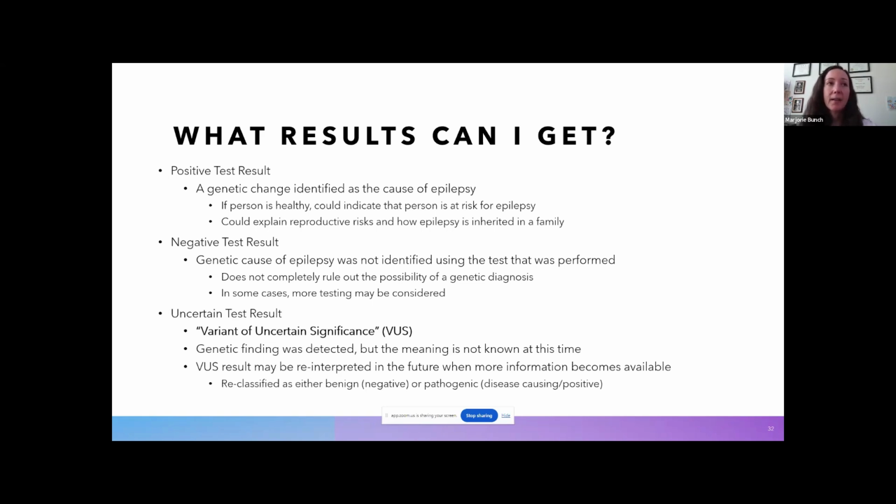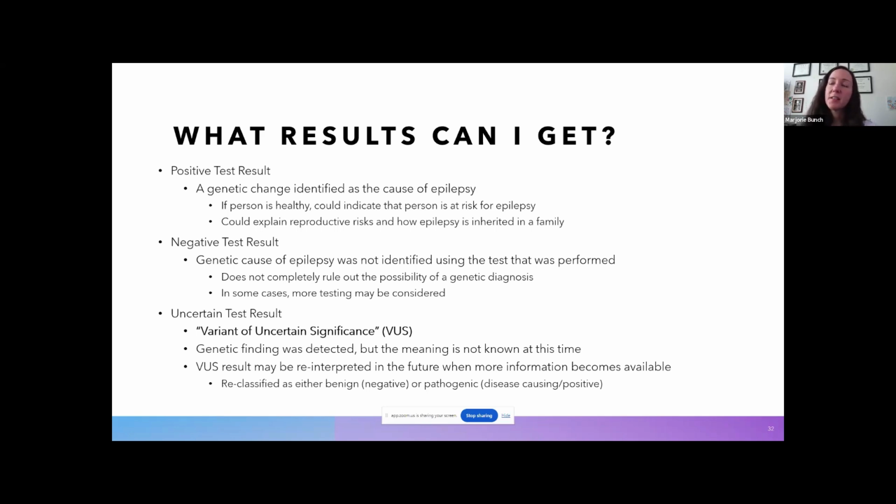What I often get back is sometimes a positive test, sometimes a negative test, but then I really often get these uncertain test results. They're called variants of uncertain significance. It means there's something here that's not common in most people, but the meaning is not known at this time. Variants of uncertain significance, or VUS, can be reinterpreted in the future when more information becomes available, and then they can be reclassified as being benign, meaning not associated with any disease, or pathogenic, meaning they do cause a disease or a symptom.